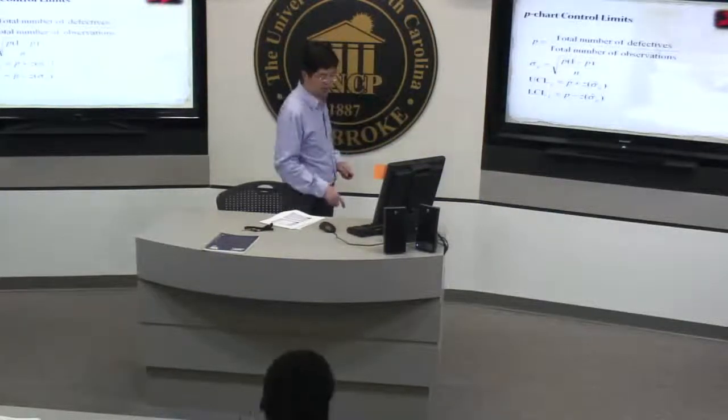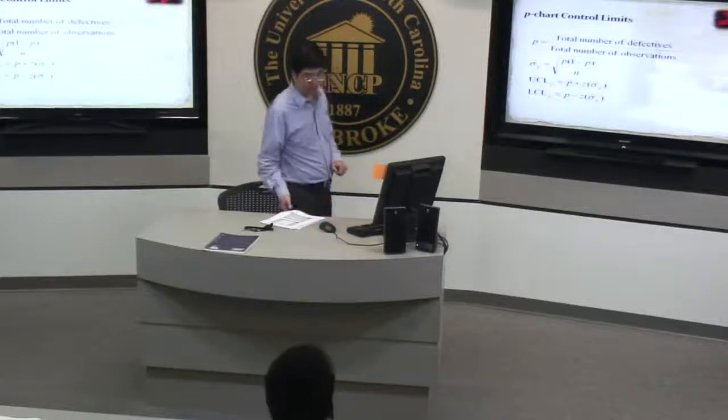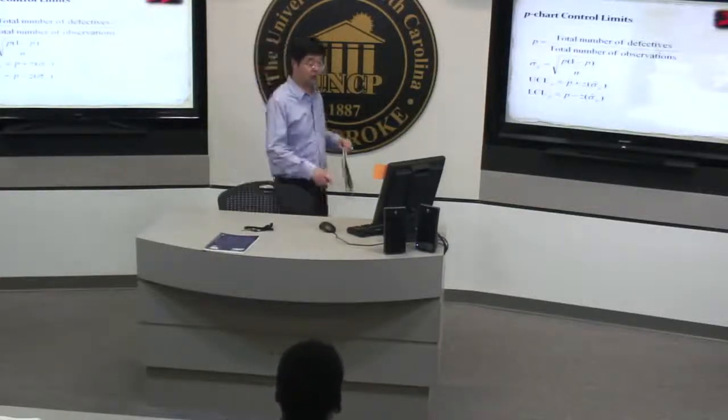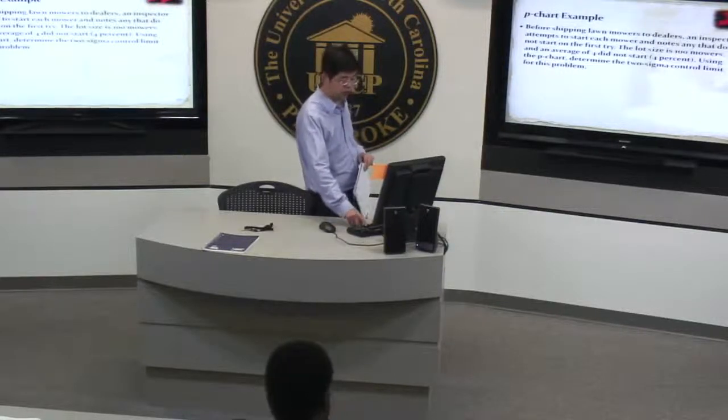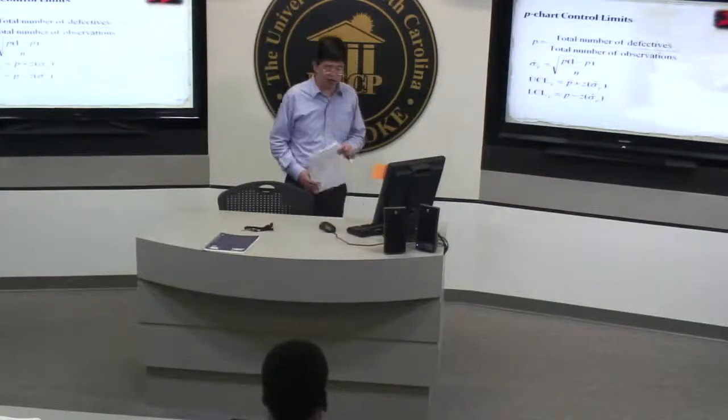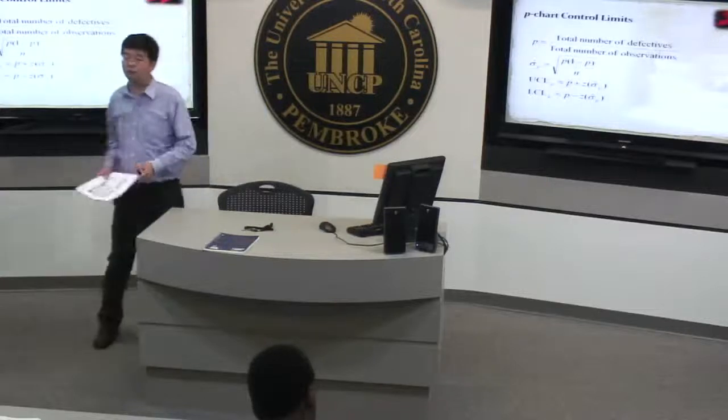Follow these formulas. Okay, that's 100 mowers, 4 defects, and a 2 sigma control limit. I think that should be enough time.